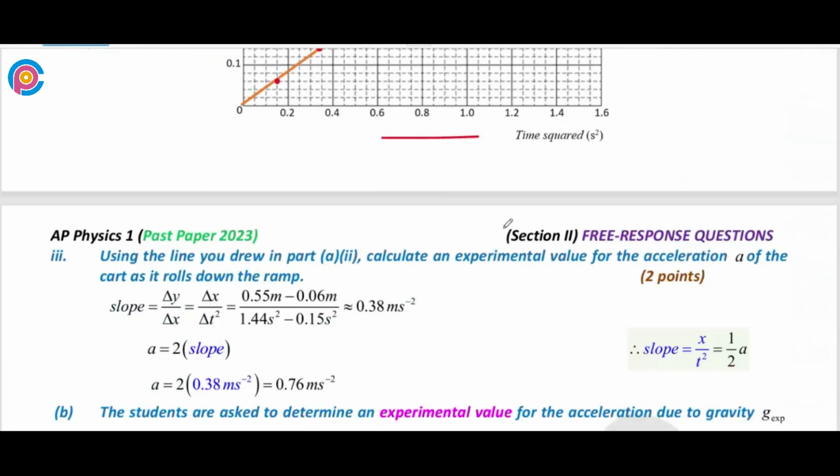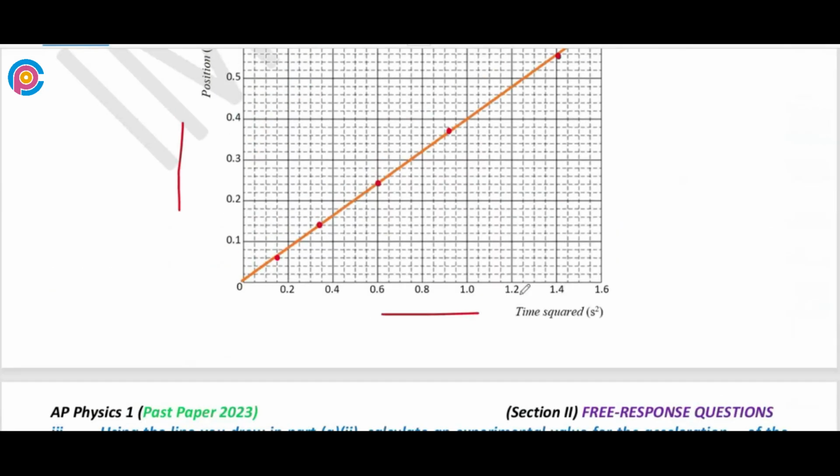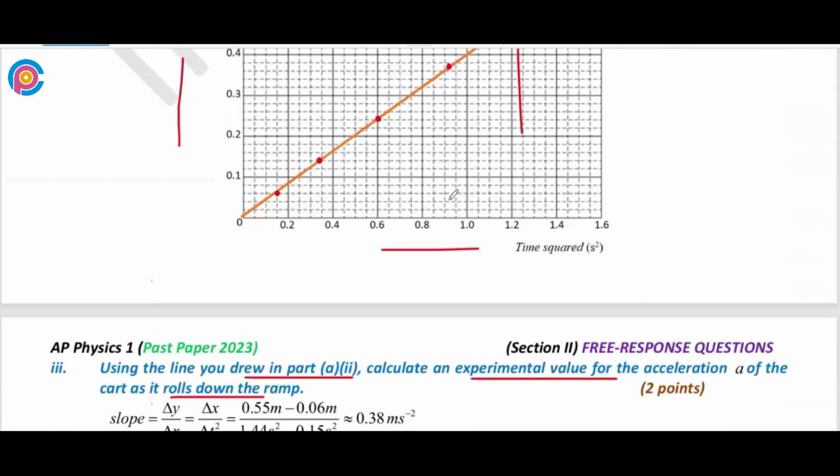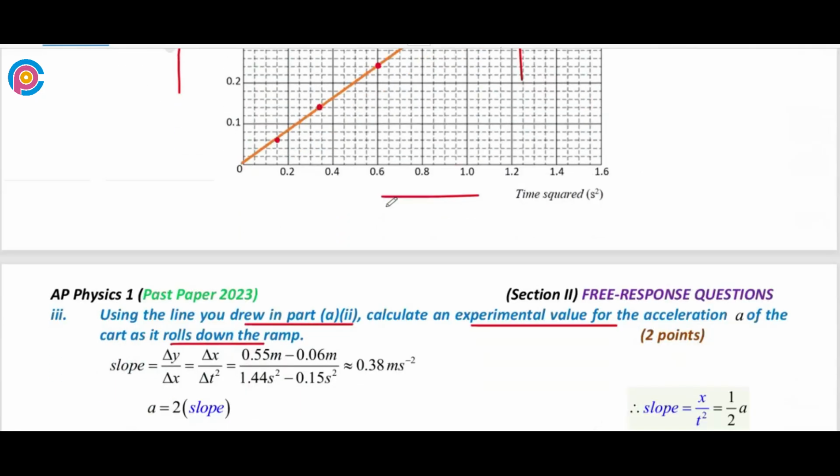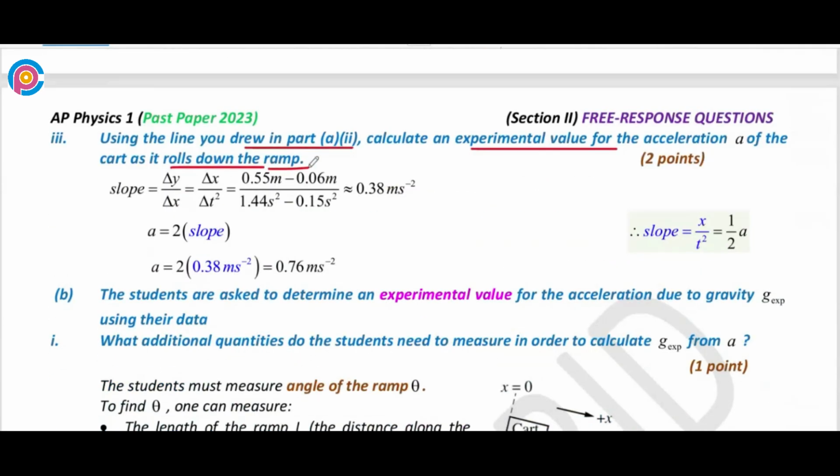Okay, now the next part: using the line drawn in part A, calculate the experimental value for the acceleration of the cart as it rolled down the ramp. So I take 2.55 from this one and then from this one 0.06. From this we can calculate the value of delta y, the change in position, and delta t squared as corresponds. So the answer is the slope, 0.38 meters per second squared.